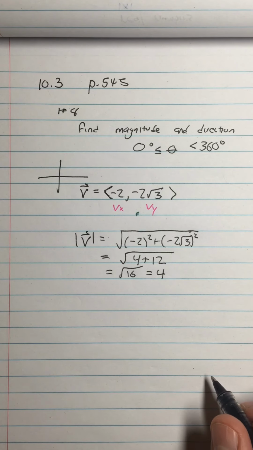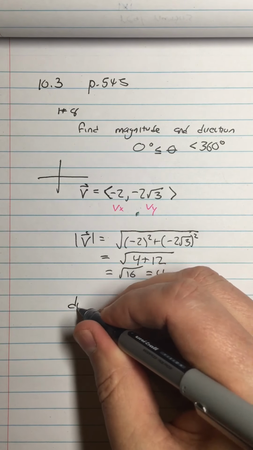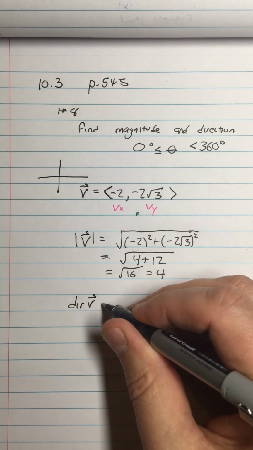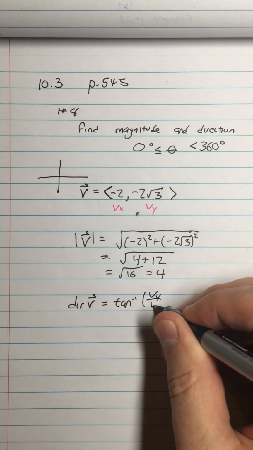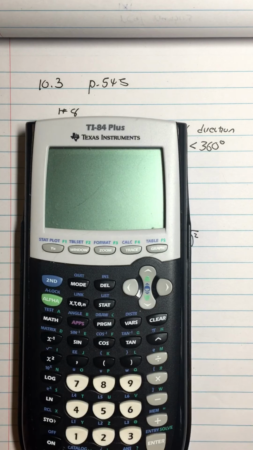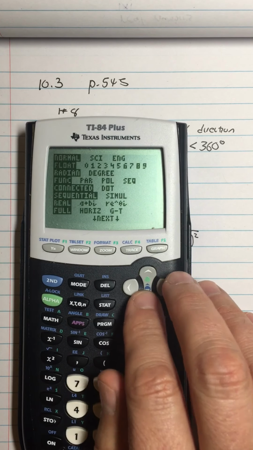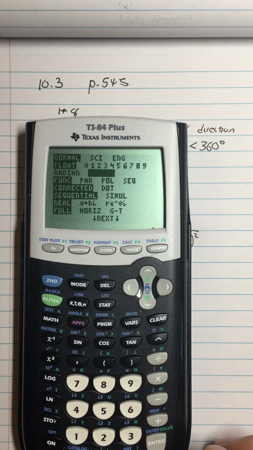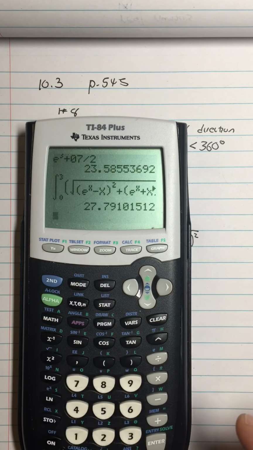All right, what else can we say about this vector? So now we're going to look at the direction. The direction of the vector v is equal to inverse tangent vy over vx, but we're going to have to concern ourselves with the quadrant that we're in. We'll see what that looks like in a minute. So we need to go to our mode and go into degree mode because it wanted degrees, but then we're not going to forget that we're in degree mode when we do something else. All right, so quit out of there.